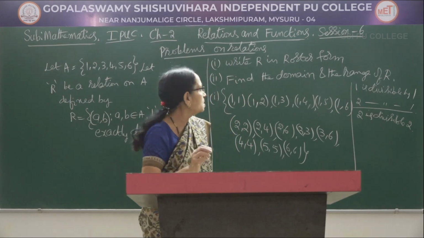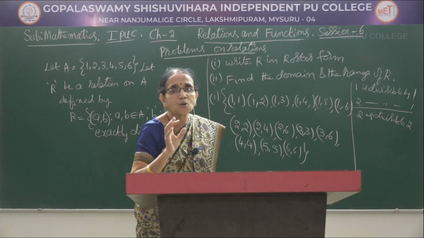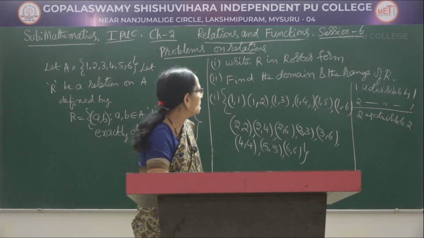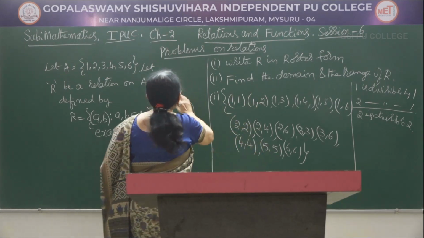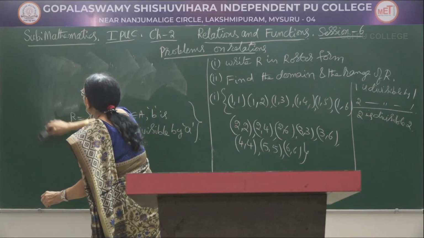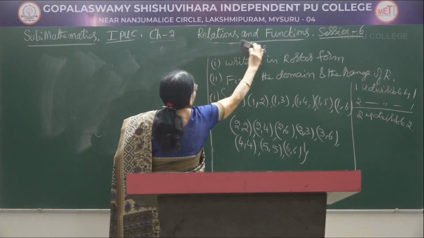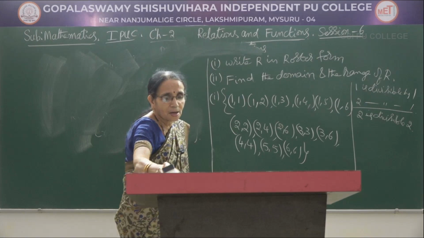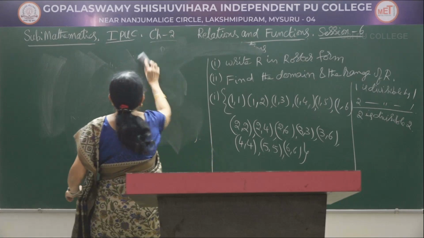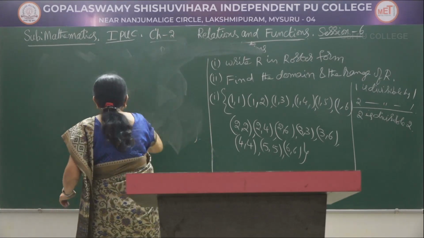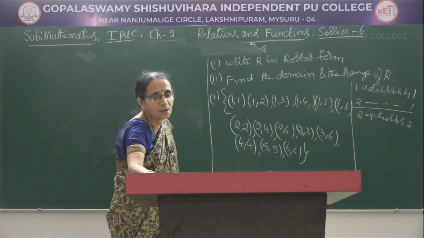Write the relation R in the roster form. That is, write the actual elements of the relation. Now what's the next question? Find the domain and the range of R. How have you defined the domain here? In the previous sessions I have given you the definition of the domain and the range of R. What's the definition of a domain? Domain means it is the set of the first elements of R and the range is the set of the second elements of R.